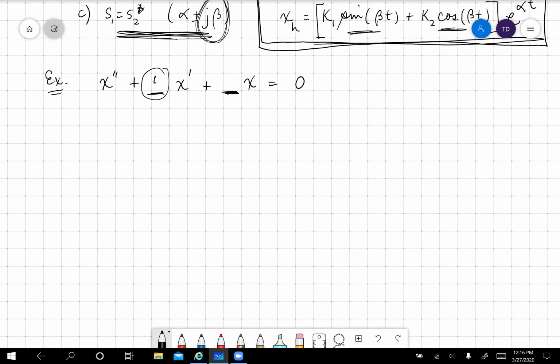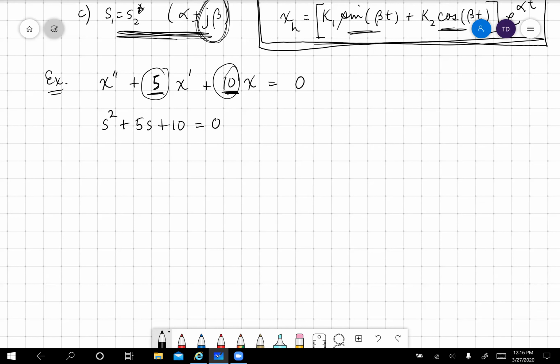Harushi, give me a number to put right there. 5. And 10. Okay, so here we go. I immediately take this: s squared plus 5s plus 10 is equal to 0. This does not factor nicely. You can't see the factors.